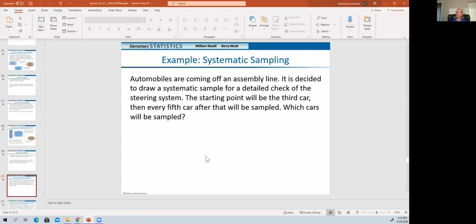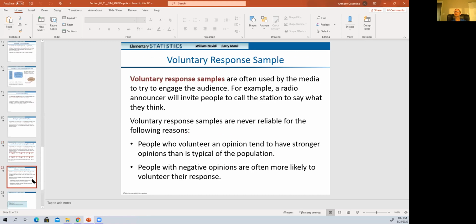And here's an example where you're on an assembly line and you want to do some spot checks, and say the starting point will be the 3rd car, and then every 5th car you would take off and do some sort of spot check. So that would definitely be a systematic sampling, and that's used quite a bit in the technical and engineering world when you're evaluating a system to make sure that it's working properly.